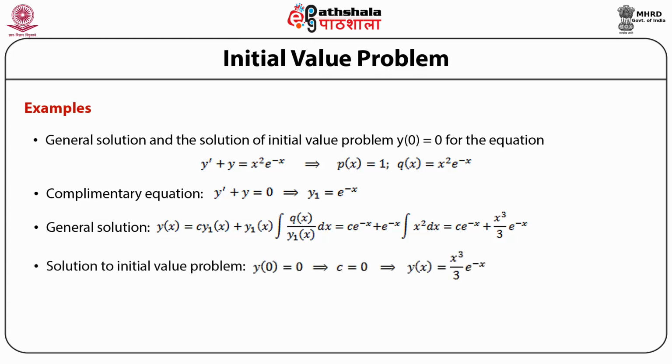Now, since it is an initial value problem and the condition is given by at x = 0, y = 0, we substitute the values in our general solution and we obtain the value of the constant c = 0. Thus, the solution becomes y(x) = x cubed by 3 times e raised to the power minus x.